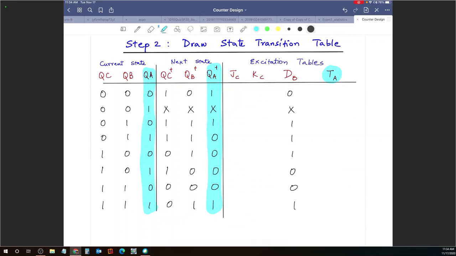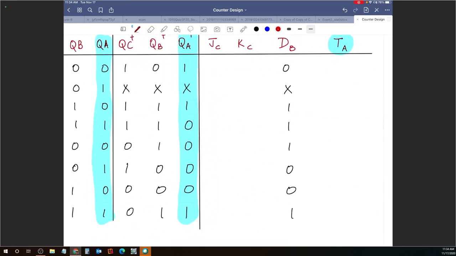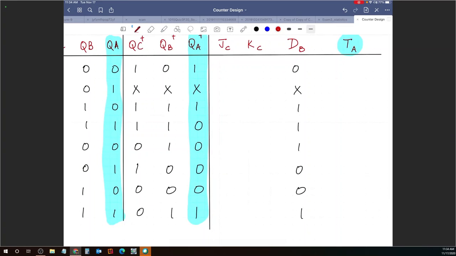So let's see. 0 to a 1, please toggle. 1 to don't care, don't care. 0 to 1, toggle. 1 to 0, toggle. 0 to 0, don't toggle. 1 to 0, toggle. 0 to 0, don't toggle. 1 to 1, don't toggle. I hope you guys are okay with that.